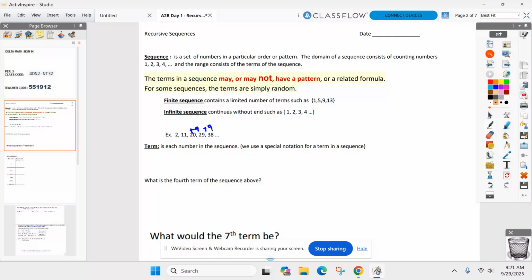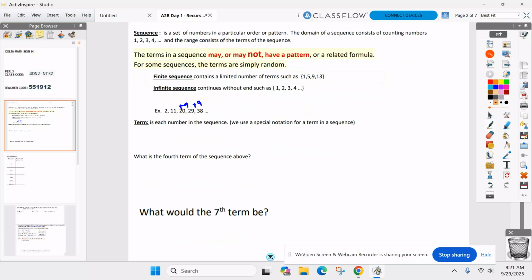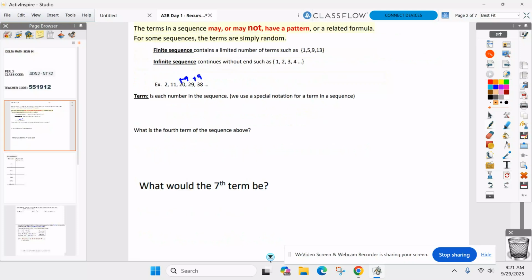All right. Every number in that sequence we call a term. Every number in any sequence we call a term, and every term represents a specific spot in the sequence. So I'm going to ask an easy one here. What's the fourth term in this sequence above that we're using here? What is the fourth term?